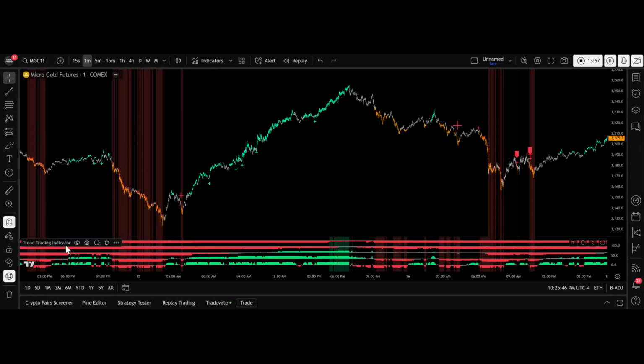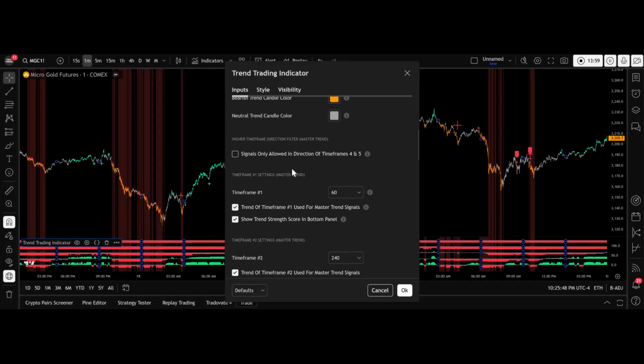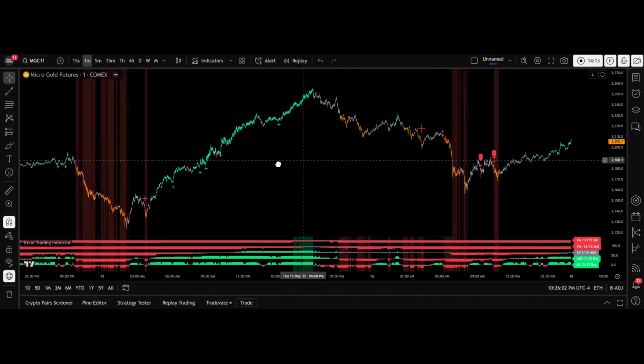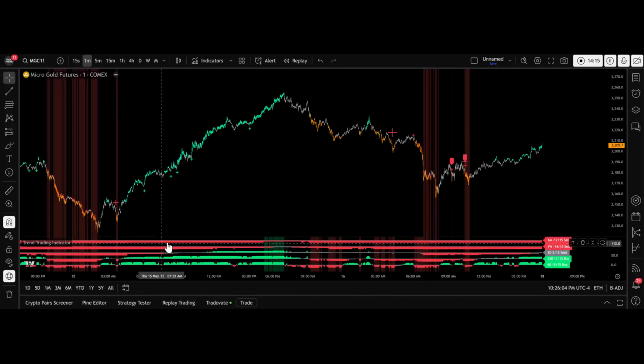So these are some of the recommended settings that I would use, is just time frame 1 and 2 on the 60 and 240. Keep this off if you don't want to make sure that you're trading in the direction of the long-term trend, because again, you will miss stuff like this when that happens, because overall we are still bearish on the weekly and monthly, but we did have a strong intraday uptrend here.